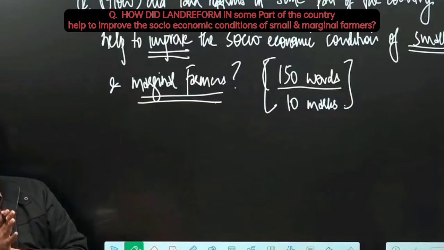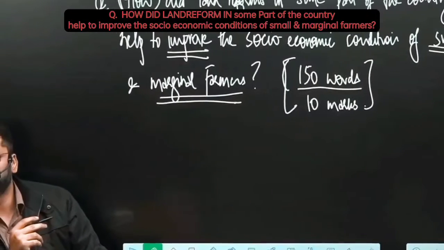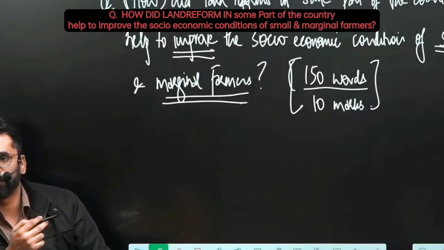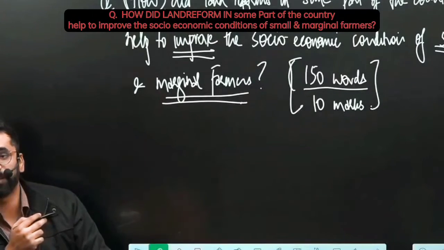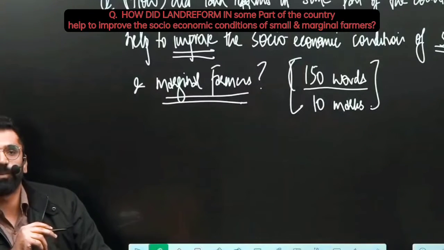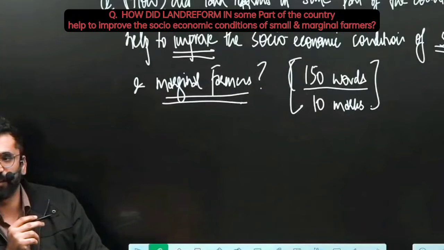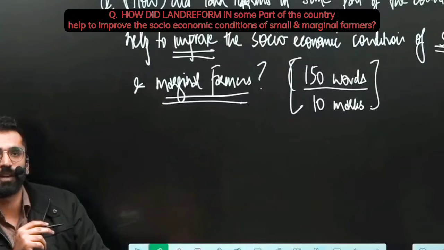How will you attempt this question? What is the approach for this question? What could be the approach? The introduction. How much land has been redistributed? Or what else could you write? Small and marginal farmers. What else?